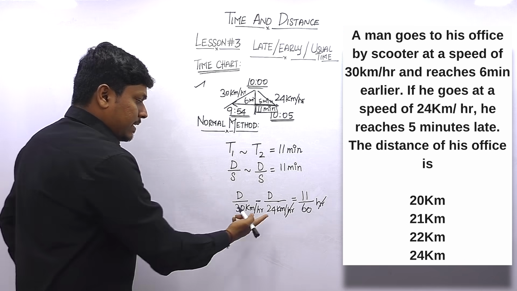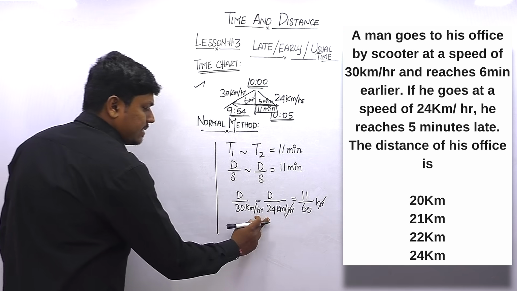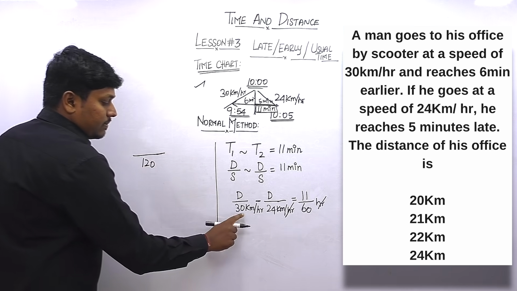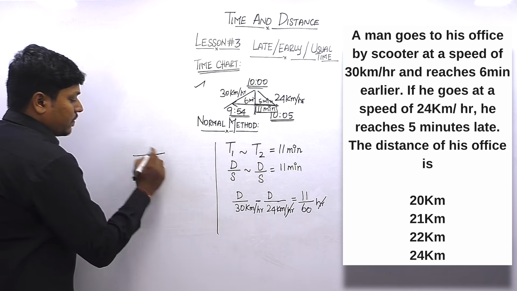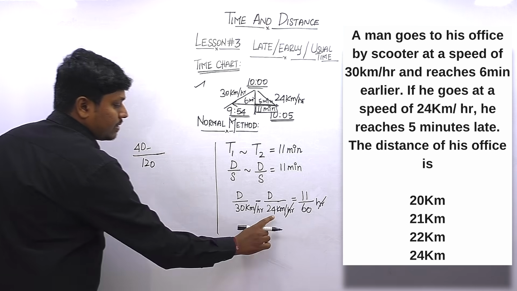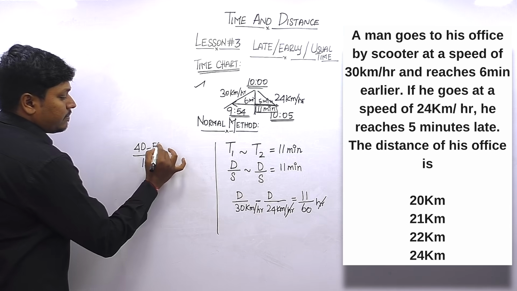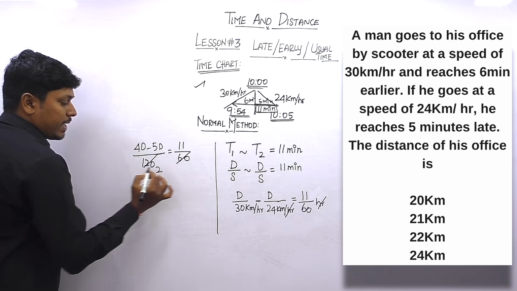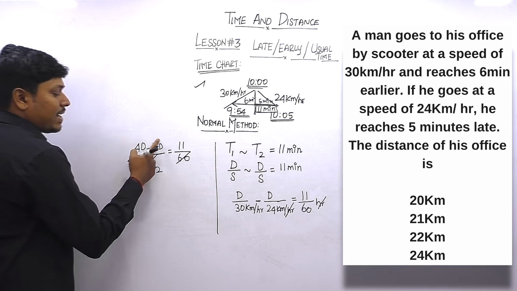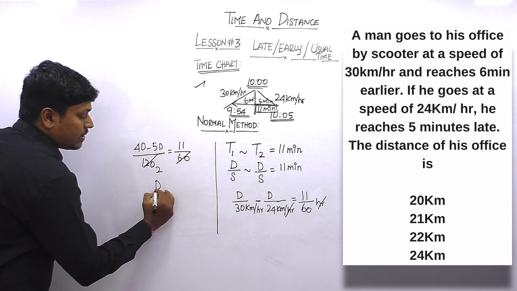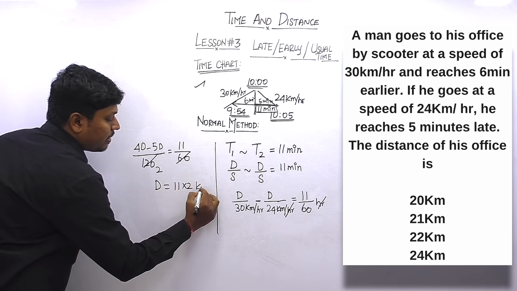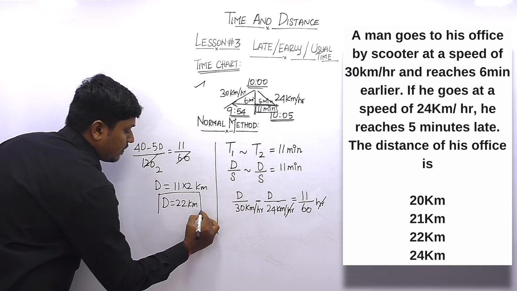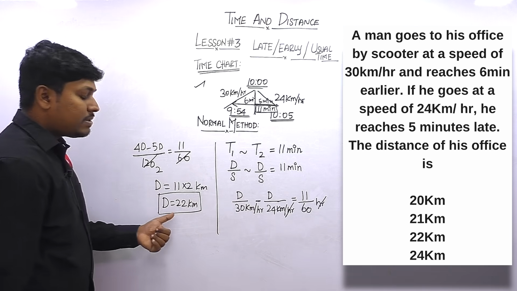Now I think we can take the LCM, 120 can be the LCM, right? Once you take 120 as the LCM, 4 3s are 4D, minus this will be 5 times. So 5D minus 4D is equal to 11 divided by 60. You can cancel 60 two times. It is a difference, right? So the difference 5D minus 4D will be D. So D is equal to 11 into 2 kilometers. So finally the distance is equal to 22 kilometers. So we found the distance from his home to his office is 22 km.